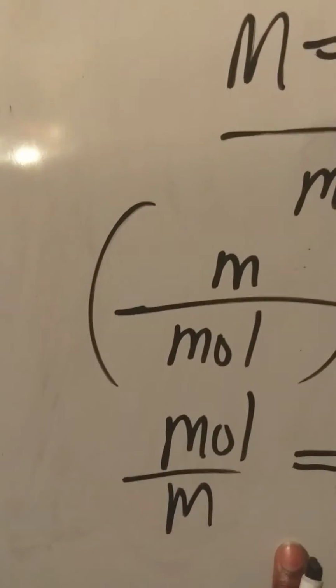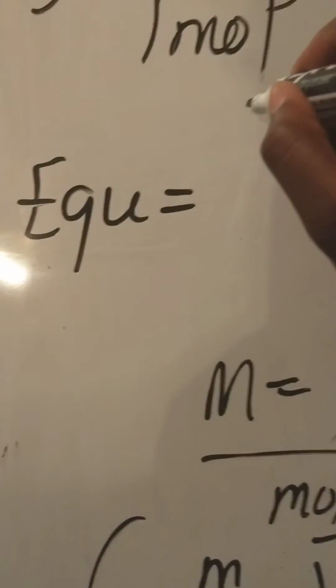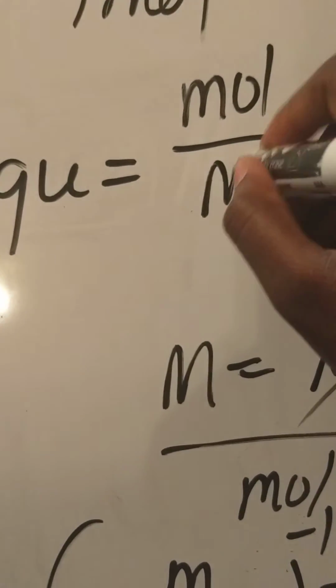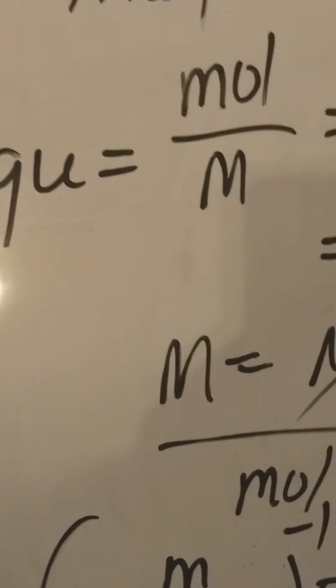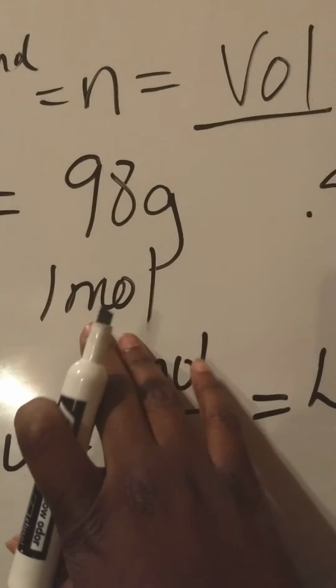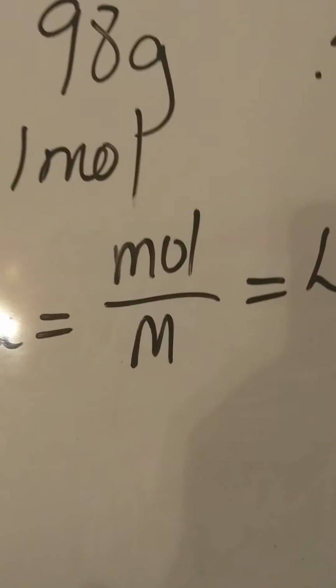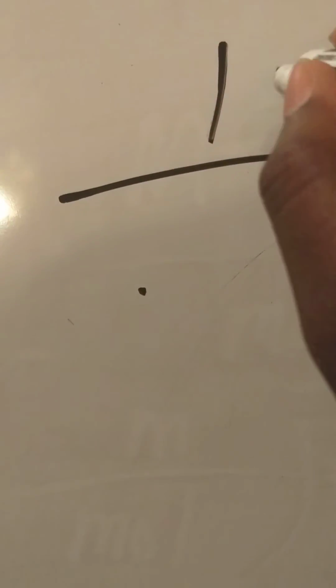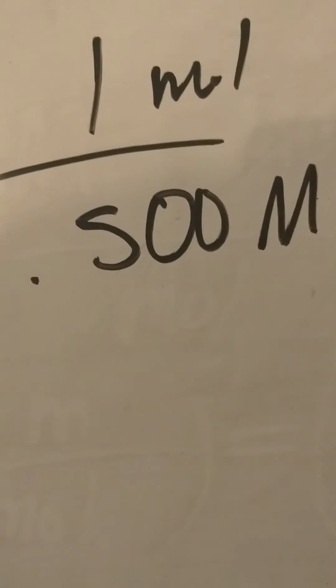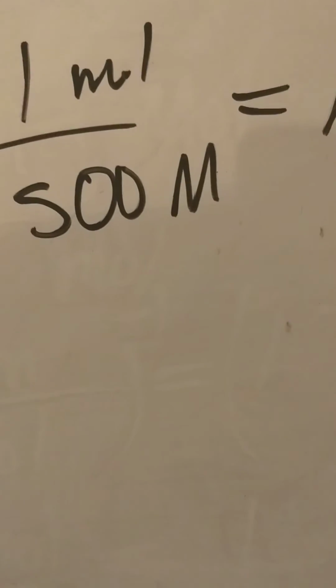So I'm going to change our equation. The equation now equals moles over molarity equals liters. Looking back at our given, we have everything we need. Oh, I said moles over milliliters. I meant moles over molarity. We have both our moles and our molarity. Everything is working out beautifully, right? So it would be 1 mole over 0.500 molarity equals liters.